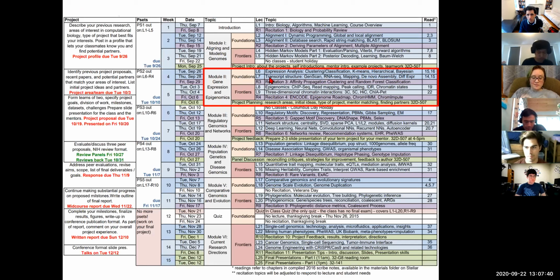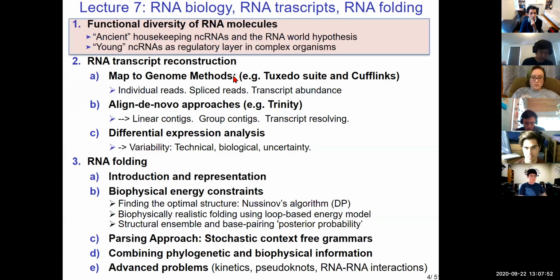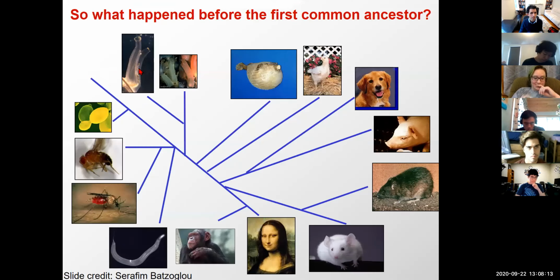Today, we're going to be talking about RNA biology. And then the next two lectures are going to be about epigenomics and the three-dimensional genome. So here we are in module 2. Today, we're going to be talking, number 1, about some biology. So basically why RNA is so incredibly awesomely cool, and then how to infer transcripts from sequencing reads, and then how to fold RNA and understand the various functions that it plays.